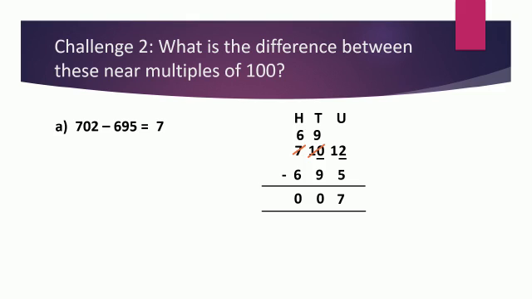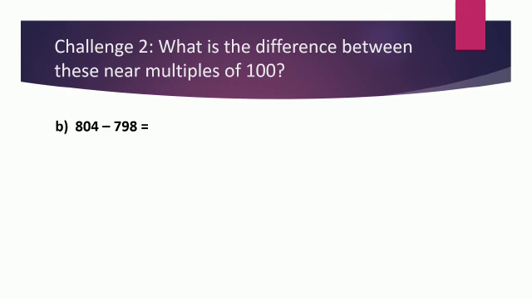Okay. Now part B. Same method we will use. Don't take tension. It is very easy. Now B part is 804 minus 798. First you will write it vertically and you will write the place value of each number like this: unit, tens, hundred, and under it you will write 804, then 798, then you will put the sign of subtraction.